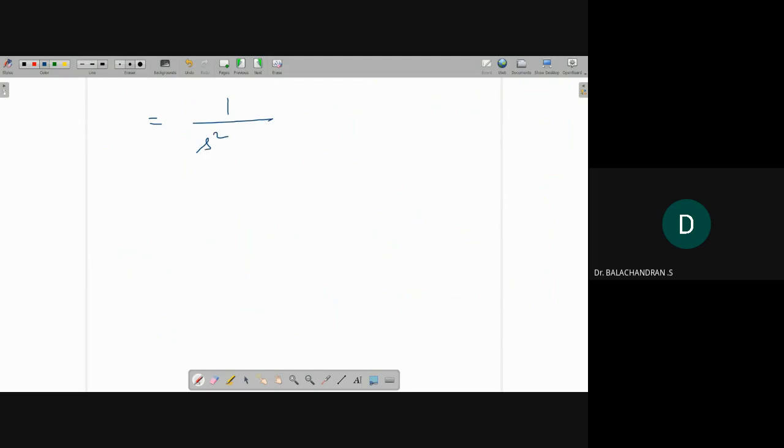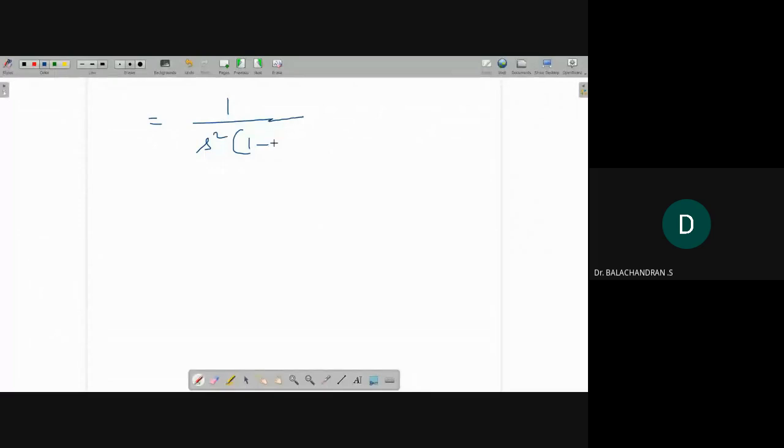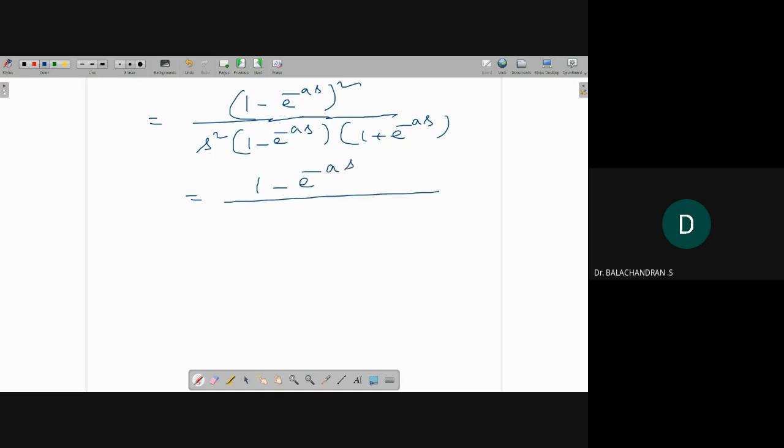In the denominator you can write this as a square minus b square: 1 minus e power minus as into 1 plus e power minus as. The numerator is 1 plus e power minus as whole square. Yes, correct, thank you, Chaitanya. So you can cancel one of them, leaving 1 plus e power minus as by s square into 1 minus e power minus as. I think we had the same situation in the earlier problem. Is it correct? Yes, same, K by S.